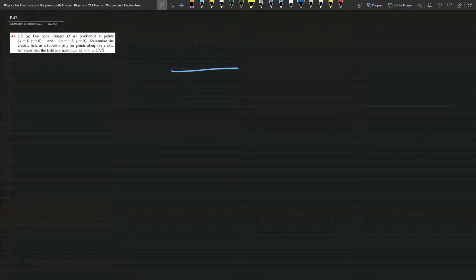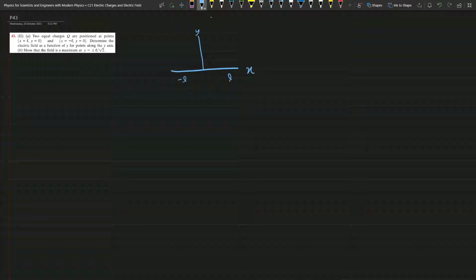Here we have the xy plane, and let's say here is L and here is minus L. We have a charge of Q at these two points. Now we have to find out the function of y for the electric field at this point along the y axis.